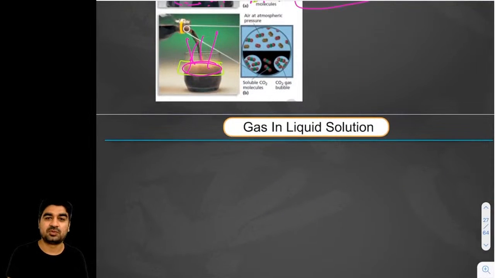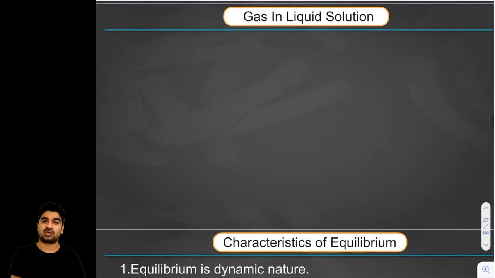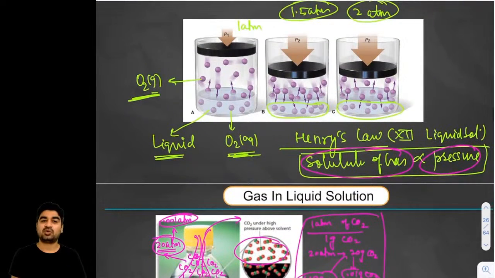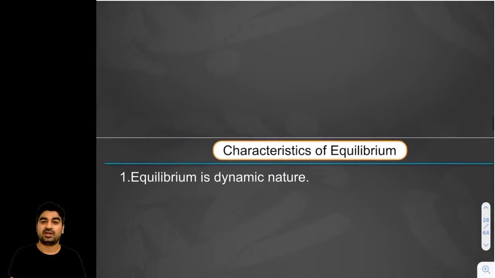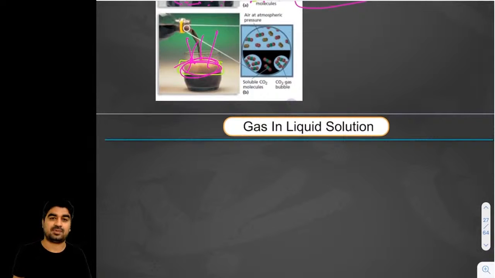So guys, now let's move ahead. Yes, the gas in liquid solution. Now this is clear to you. When you are dissolving a gas in the liquid solution, when you open this cold drink, why are these bubbles formed? These bubbles are formed because CO2 gas is escaping. And when that gas escapes, it takes up some water molecules and you find these bubbles. Okay, guys.